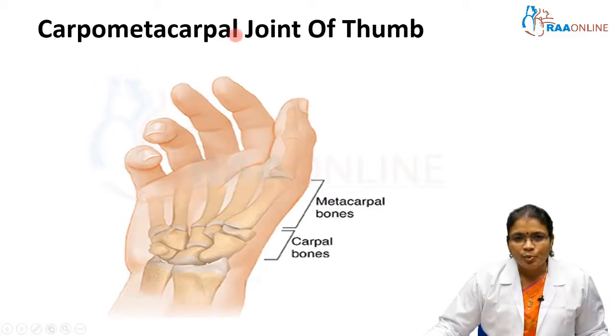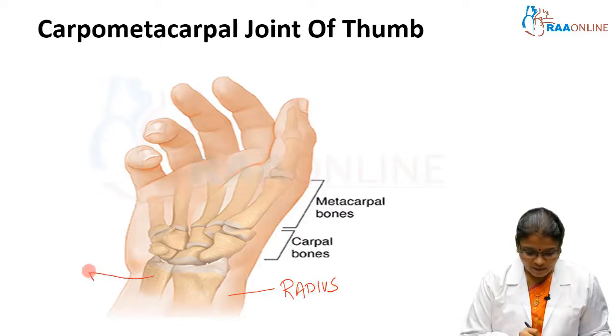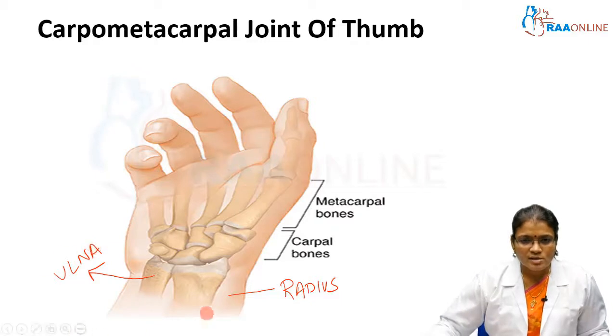This is carpo-metacarpal joint of thumb. You can see the wrist joint here, hand here. This is the radius bone and this is the ulna bone. This is the distal end of radius and this is the distal end of ulna. And you can see the set of carpal bones, a proximal row of 4 carpal bones and the distal row of 4 carpal bones.